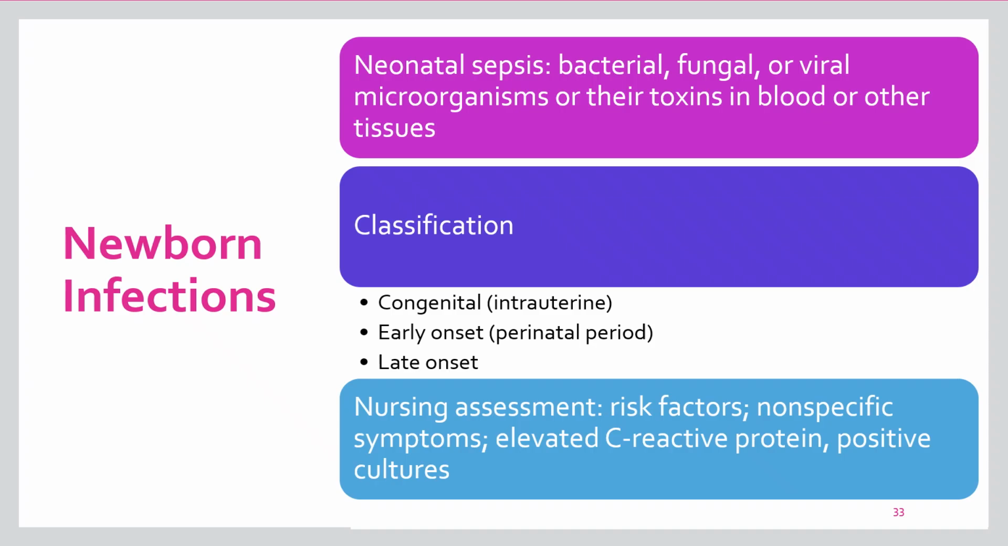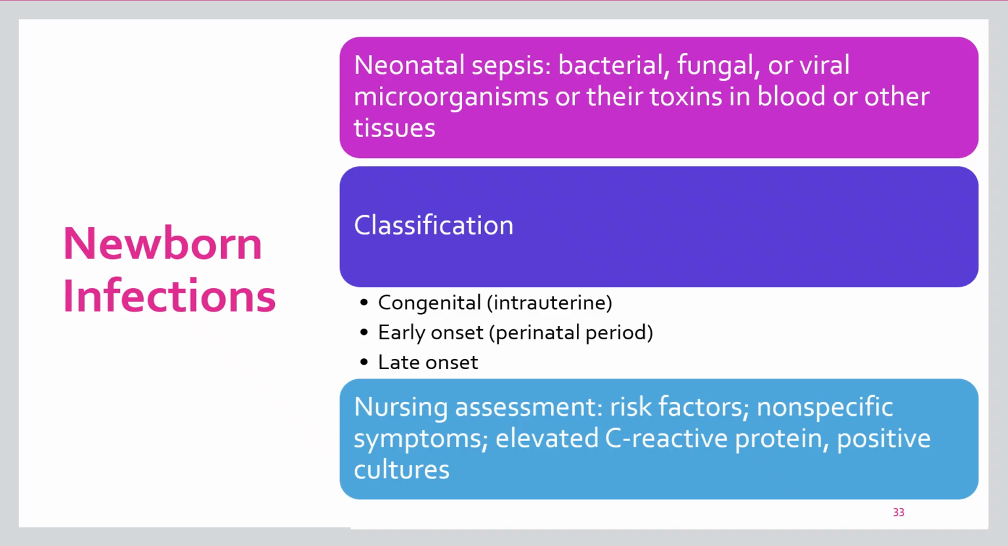Newborn infections, neonatal sepsis, can be bacterial, fungal, or viral microorganisms or their toxins in blood or other tissues that can cause sepsis in the newborn. It is mainly because the immature immune system makes the newborn highly vulnerable to infection. Infection may be acquired in utero, during the birth, or postnatally, after birth.